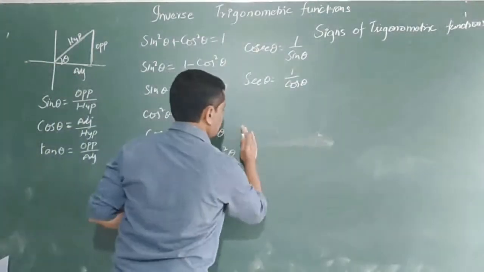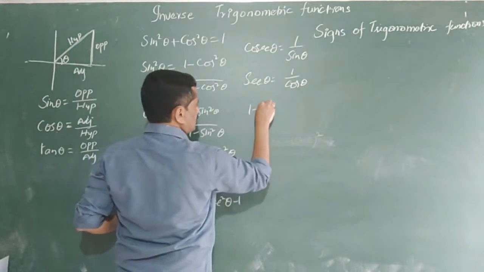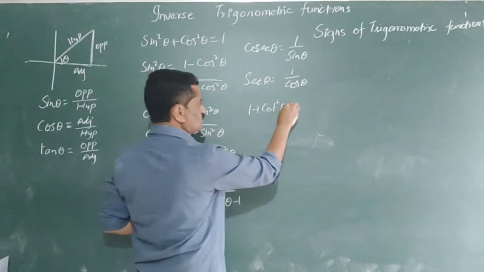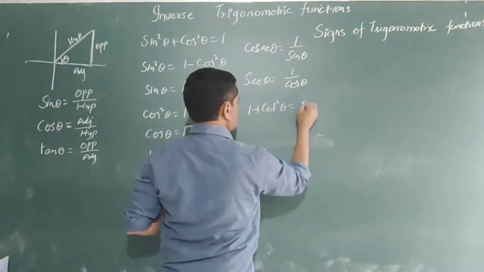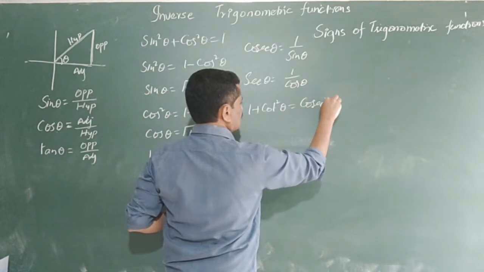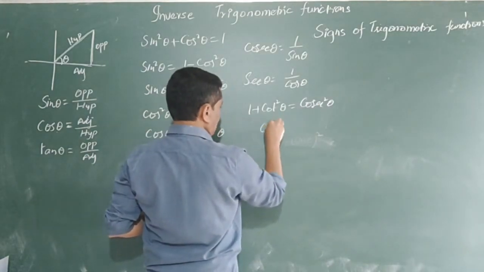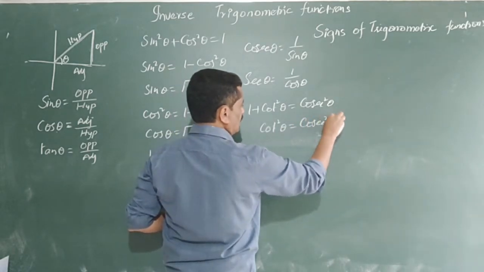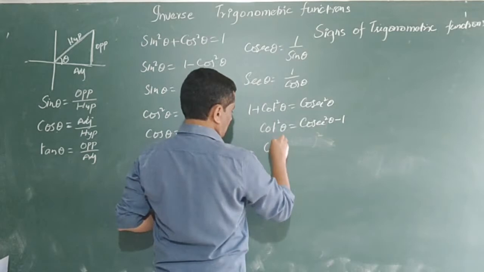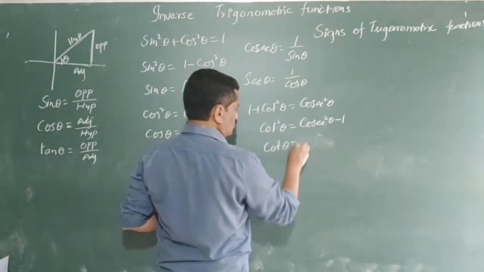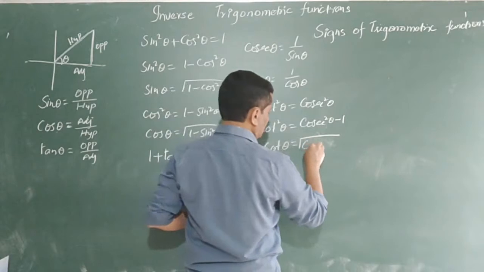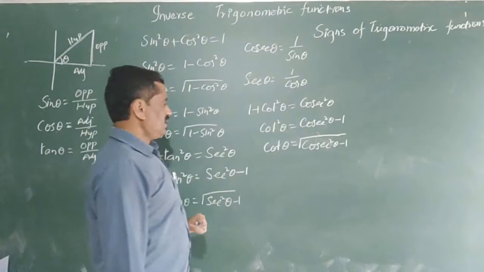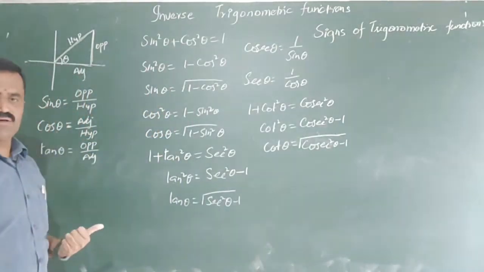We have again 1 plus cot square theta is equal to cosecant square theta, which implies cot square theta is equal to cosecant square theta minus 1, which implies cot theta is equal to square root of cosecant square theta minus 1. So these are some important formulas.